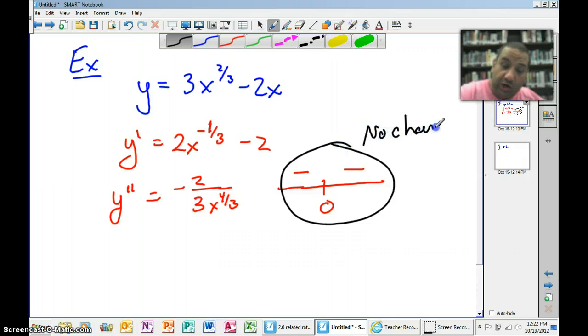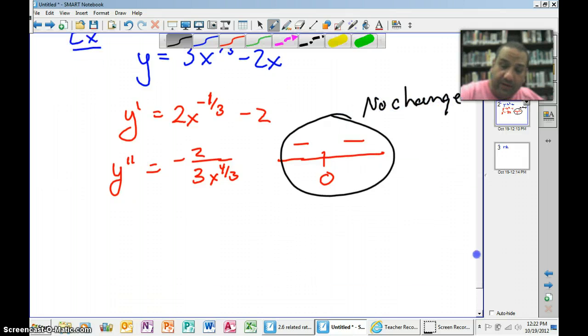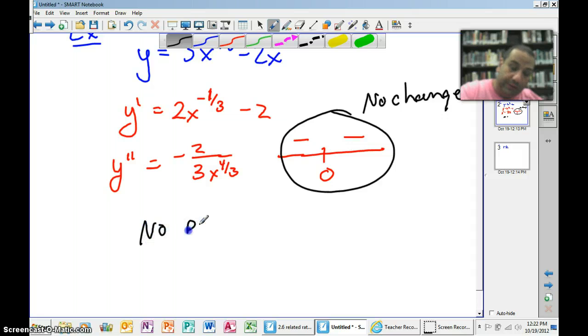If there's no change there, that means that there's no point of inflection. So it is possible that graphs don't have points of inflection. Think of a line. A line doesn't have a point of inflection. All right. So not every graph will have a point of inflection.